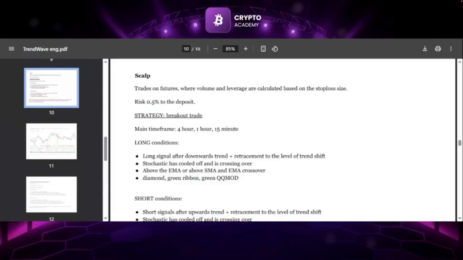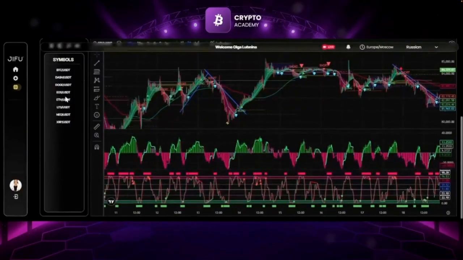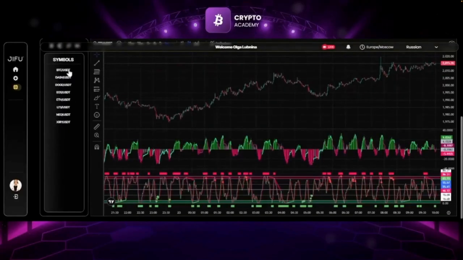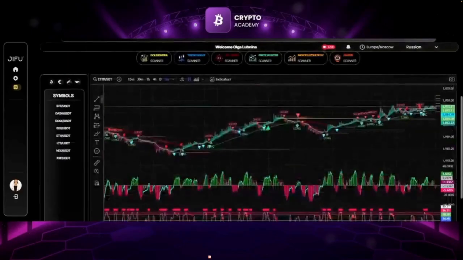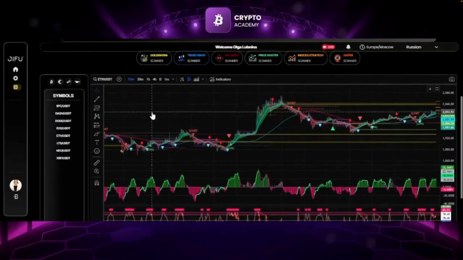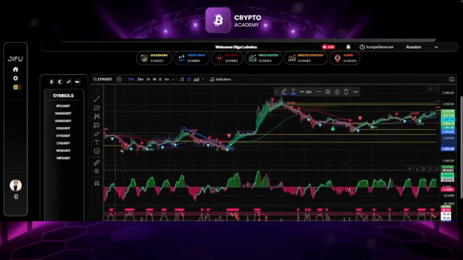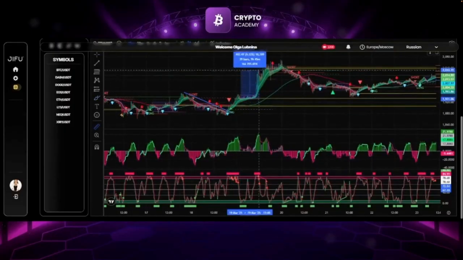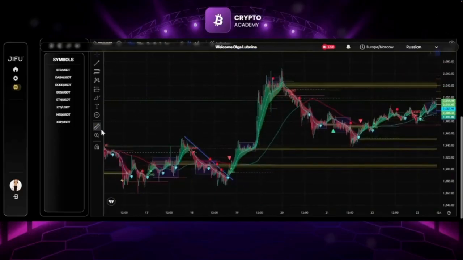Let's look at examples on the chart. Let's open ETH on the 15-minute time frame and see suitable signals. We have a trend, we have a signal, a pullback, and this is our entry point.